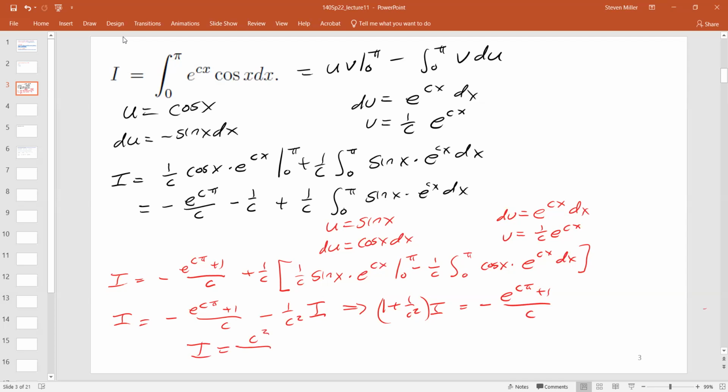And so when you just do the algebra, you get I is equal to c squared over c squared plus 1 times negative e to the c pi plus 1 over c, or you get just negative c e to the c pi plus 1 over c squared plus 1. That's our answer. Just doing the algebra. And once we know what I is, we can solve for I by dividing. And 1 plus 1 over c squared is just c squared plus 1 over c squared. So when you bring it to the other side, it becomes c squared over c squared plus 1. And then one of the c's cancel, and we have our answer.